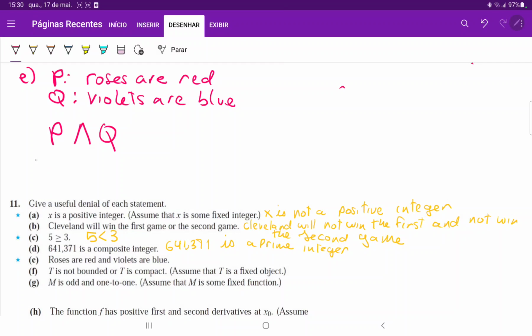So when we deny this, we're going to say, okay, not (P and Q). And once more, please don't think that this means not P and not Q. That is not the case. We just have to apply De Morgan's laws here. So this is equivalent to not P or not Q by De Morgan's laws. If this confuses you, please use truth tables. Compare these two statements and see that they are equivalent.